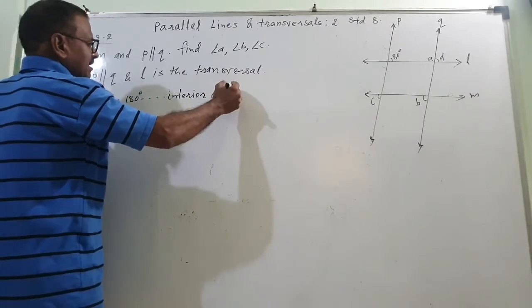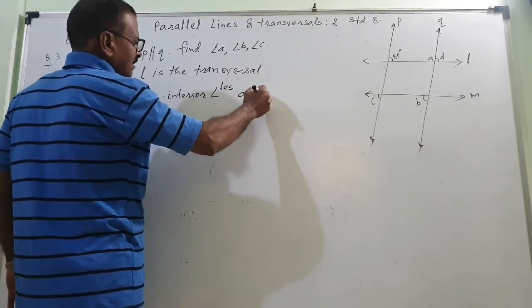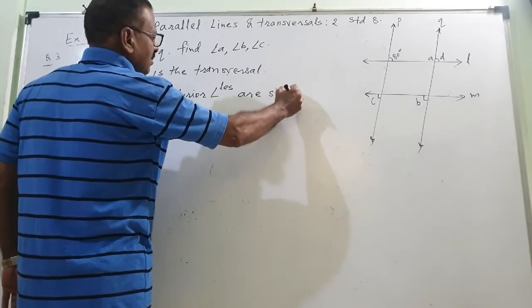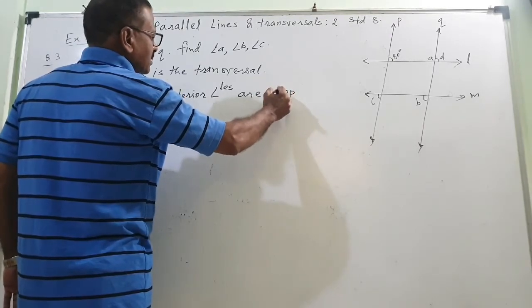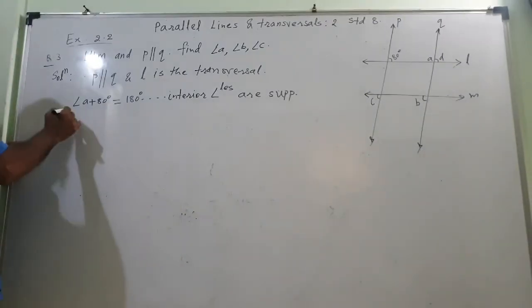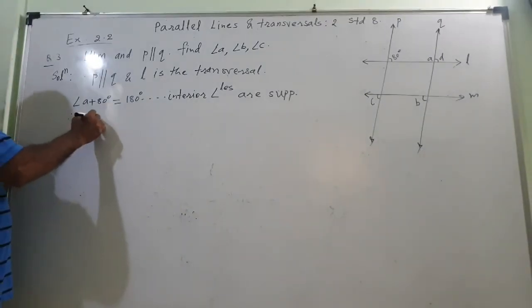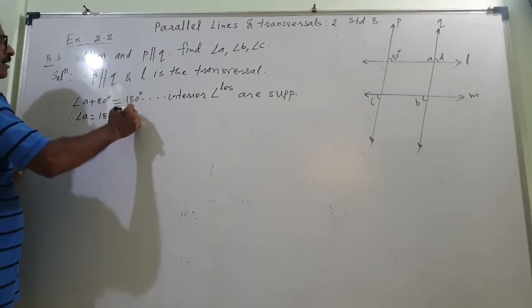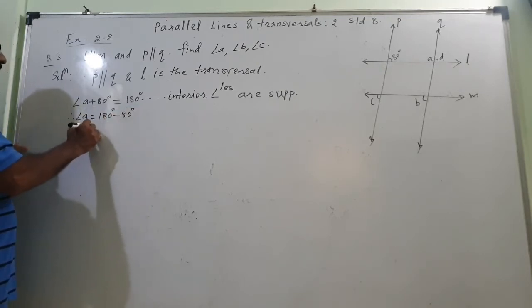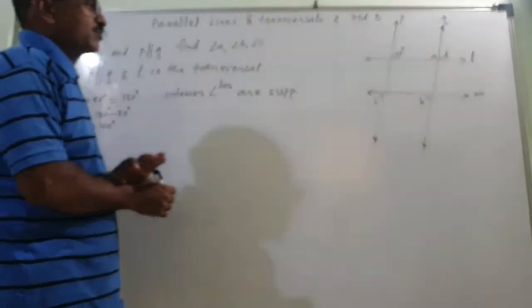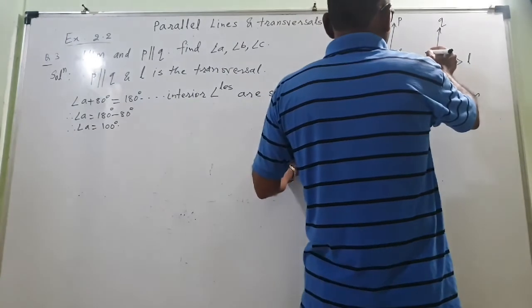Angles are supplementary. SUPP. SUPP means supplementary. Don't say soup. Therefore, angle A is equal to 180 degrees minus 80 degrees, and therefore angle A is equal to 100 degrees. So this part is over. This is 100 degrees.